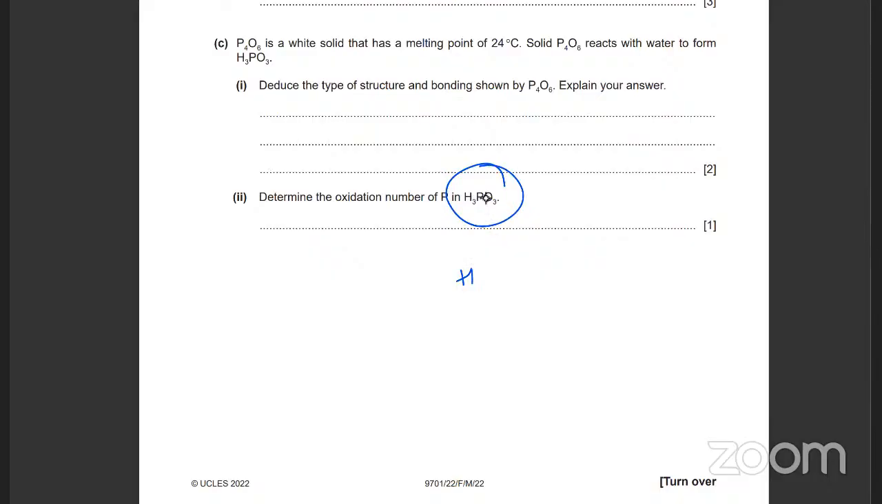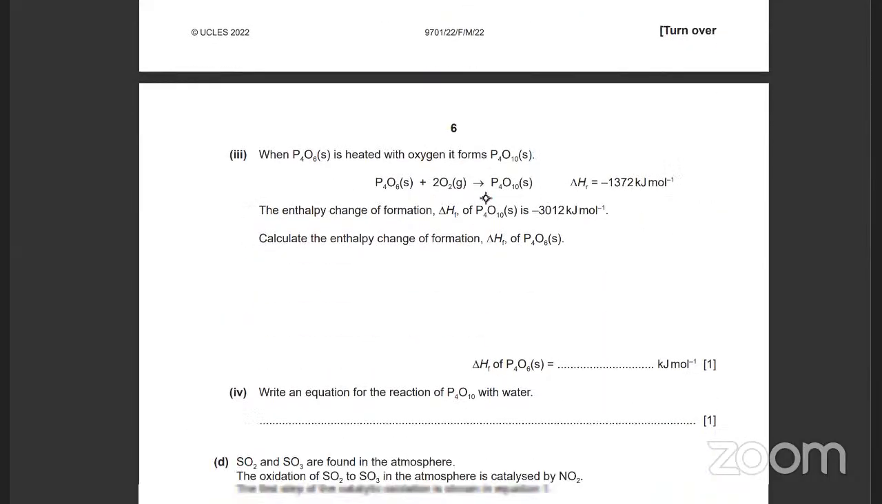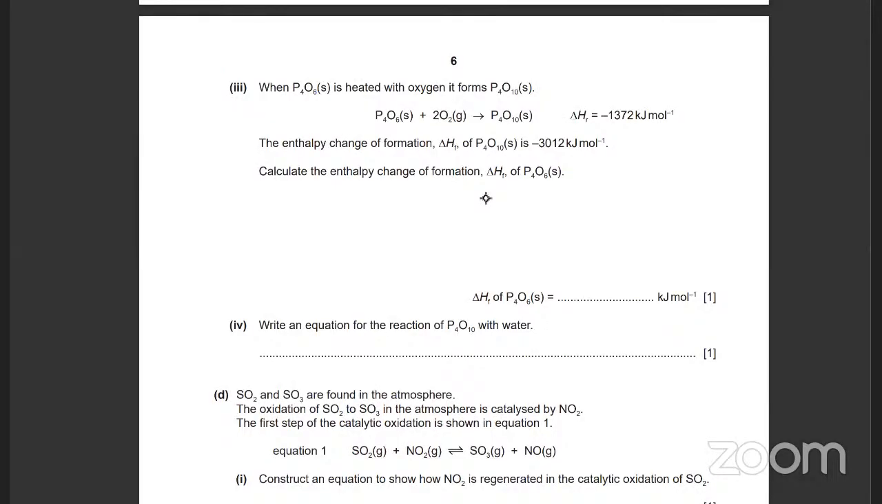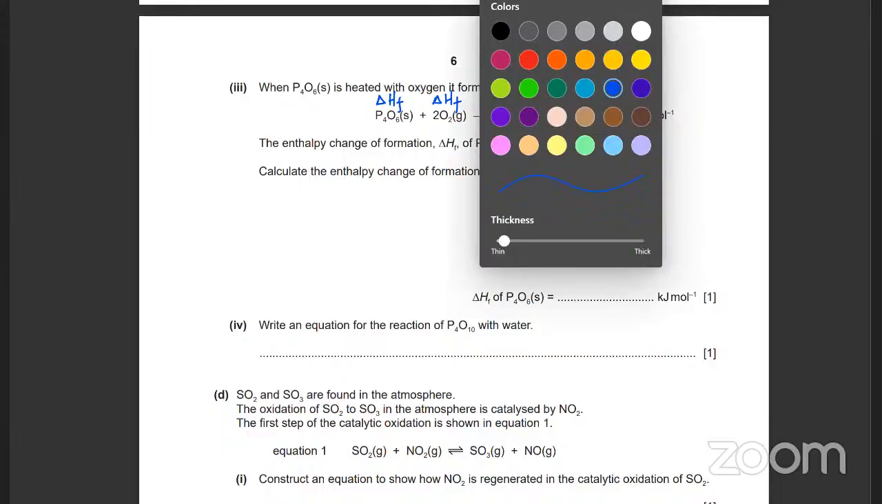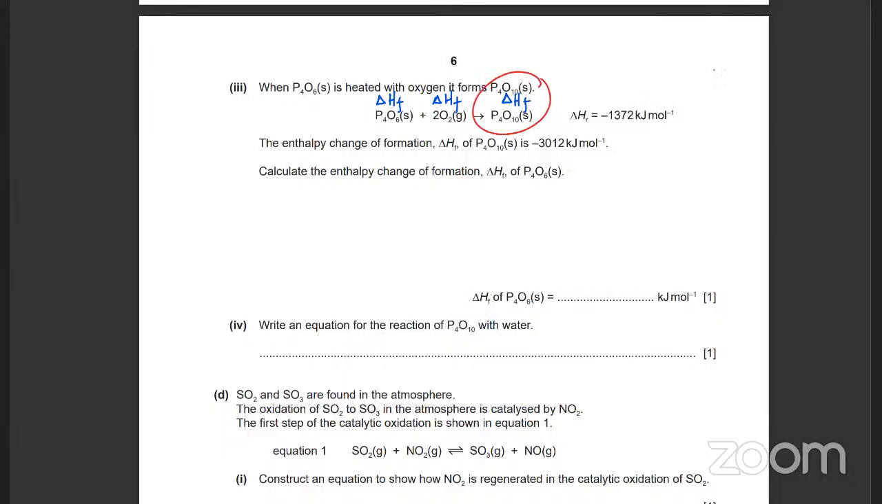Determine the oxidation number of H3PO3, that's easy, you can figure it out. It's going to be +3. Next part is the enthalpy change of formation of P4O10 is given. And you have to figure out the enthalpy of formation. Now, what is the formula if you know the enthalpy of formation of the reactants and also the products? What formula would you use? Products minus reactants. So the formula is going to be that the enthalpy of formation of the product, which is P4O10 in this case, minus the enthalpy of formation of the reactants, which is P4O6.